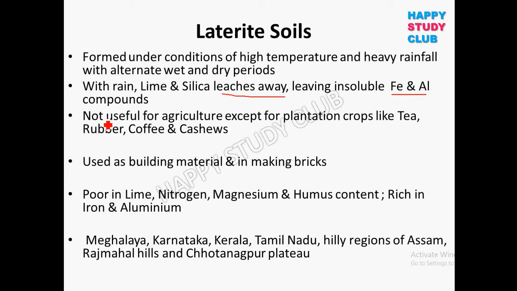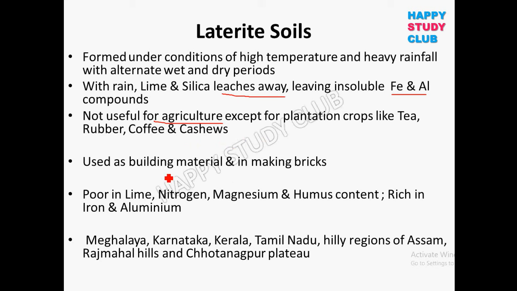So it is not useful for agriculture. Why is it not useful for agriculture? Because some chemicals or some fertile portion get washed away from the soil when it rains, so it is not suitable for agriculture, but it can be used for plantation crops like tea, rubber, coffee, and cashews.